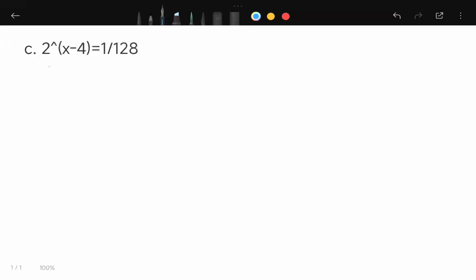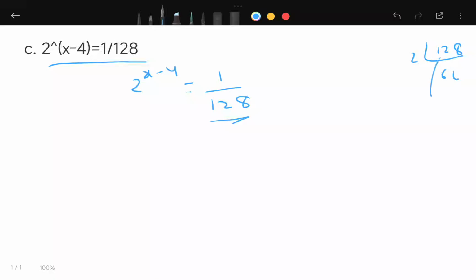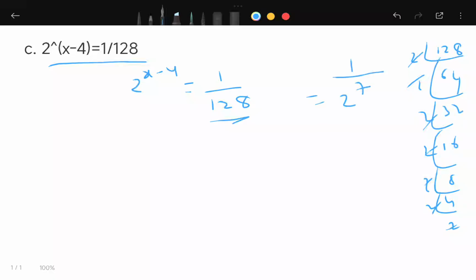Second problem. 2 power x minus 4 equals 1 by 128. 128, if we prime factorize it, it becomes 2 into 2 into 2, in this way, which is 1, 2, 3, 4, 5, 6, 7. 128 is 2 power 7.